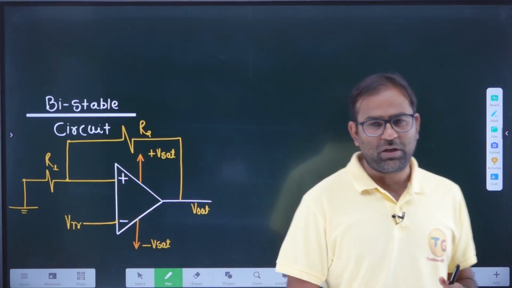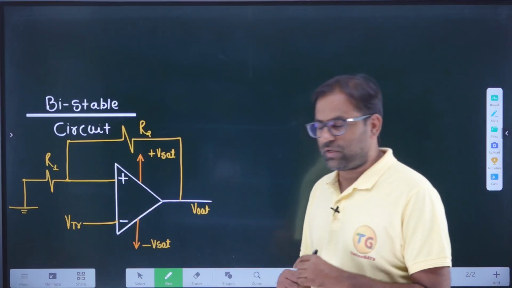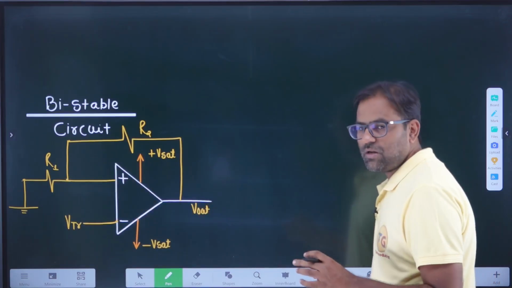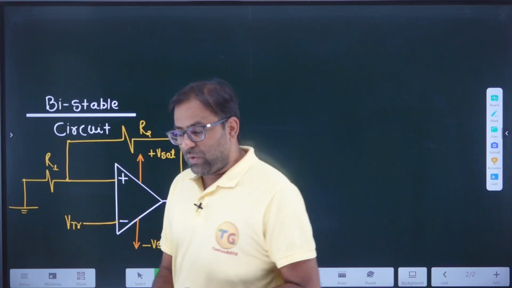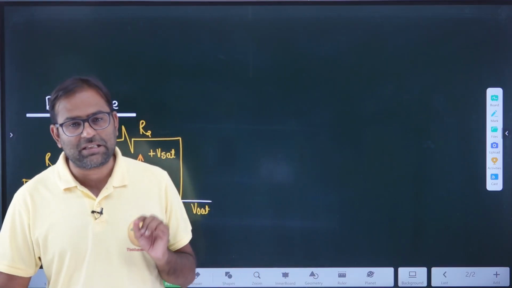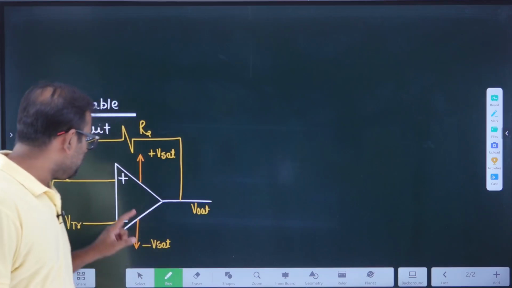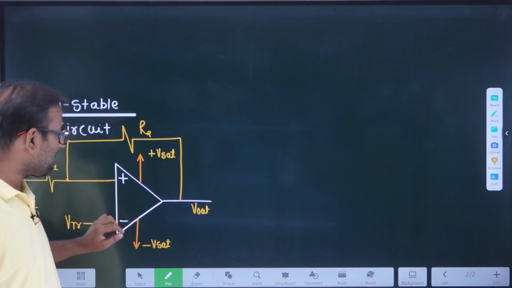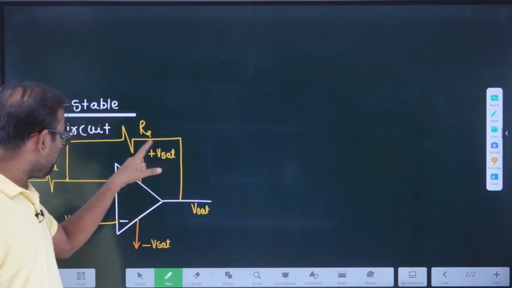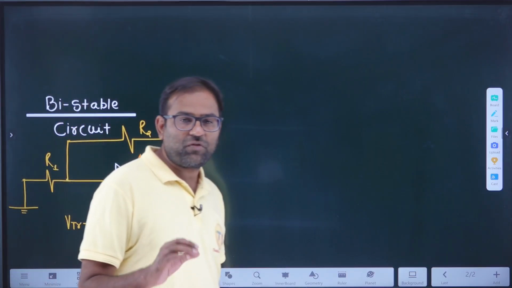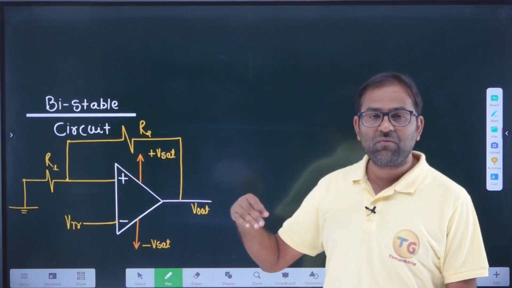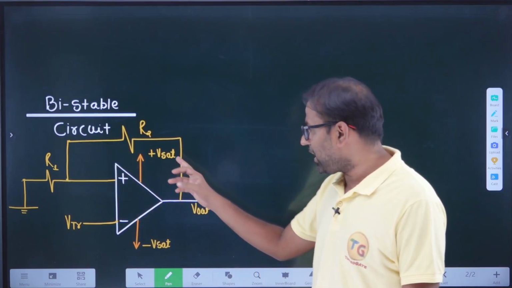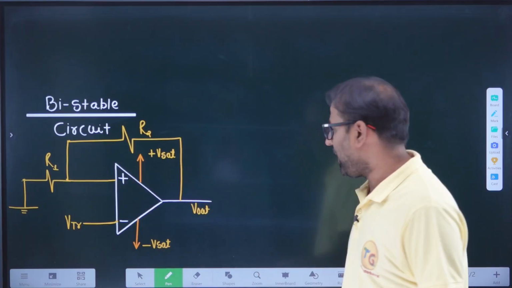VTR is a threshold voltage, and this is the trigger voltage responsible for changing the state. One thing you should notice is that this circuit can have two outputs. This is not a linear inverting or non-inverting kind of amplifier. Whenever you use an op-amp with positive feedback or without feedback, it only saturates. So it will go to plus V saturation or it will go to minus V saturation.